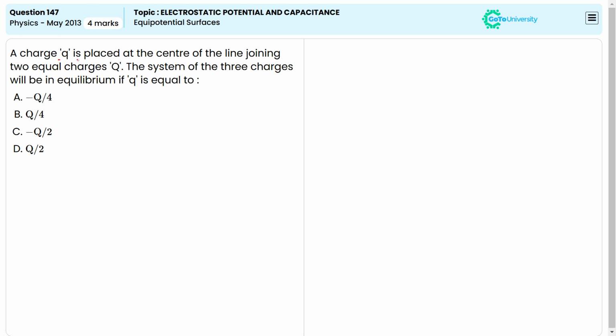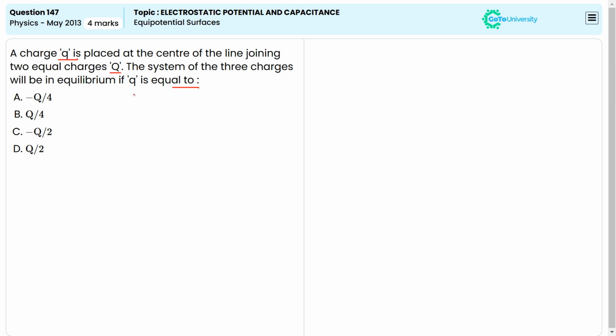A charge Q is placed at the center of the line joining two equal charges, that is another Q. The system of the three charges will be in equilibrium if q is equal to... One charge is so placed at the center of the line joining two equal charges, denoted by the small q, and the two equal charges are denoted by this capital Q. The system of these three charges will be in equilibrium.